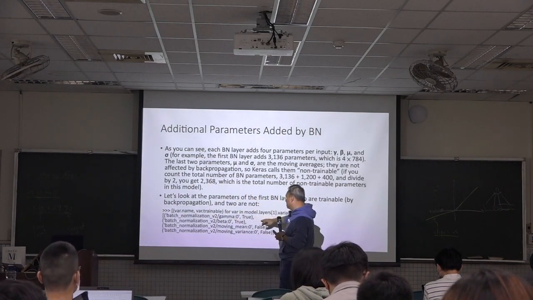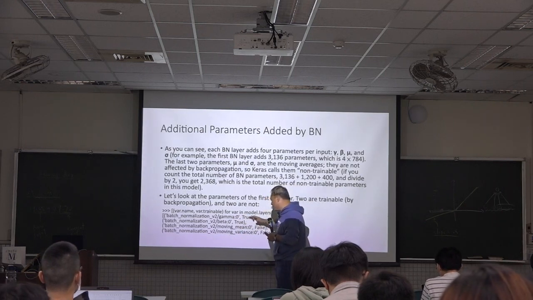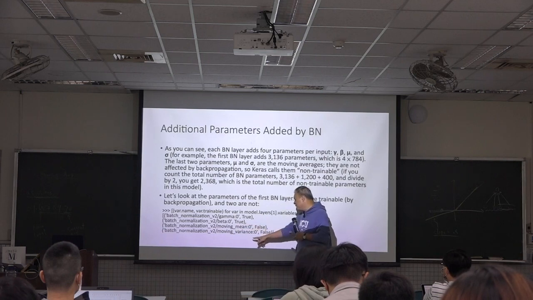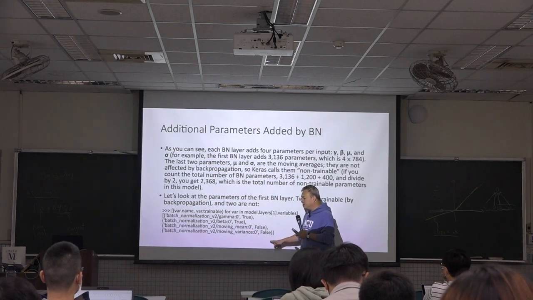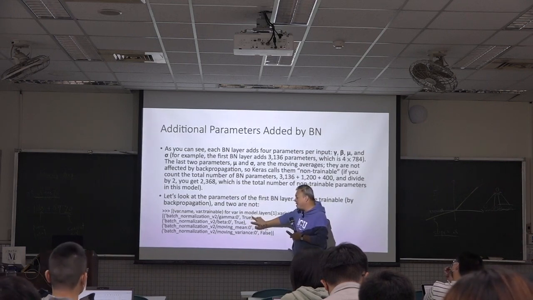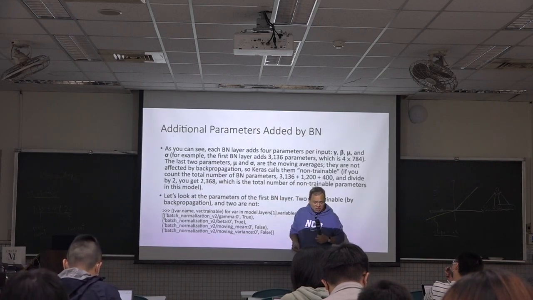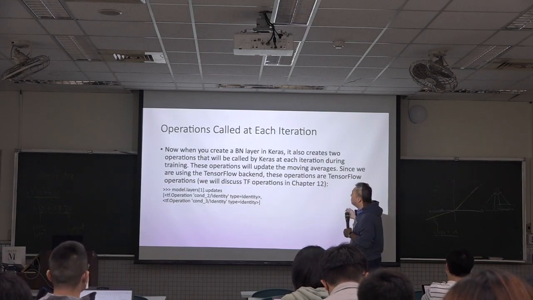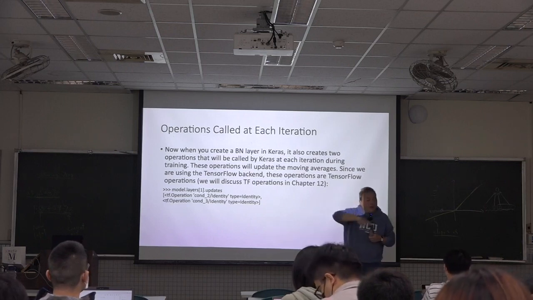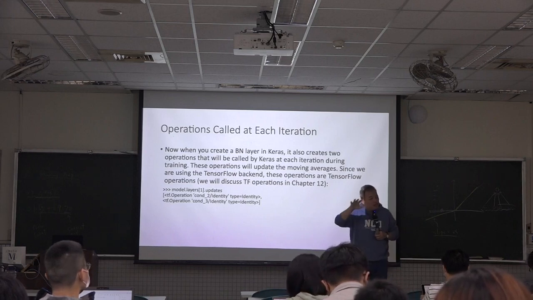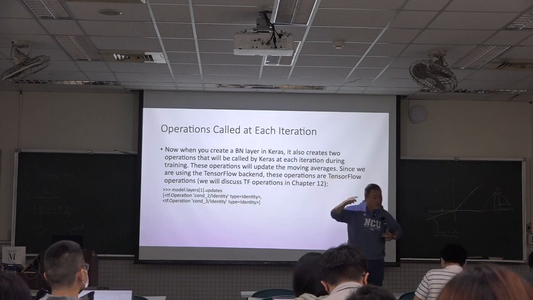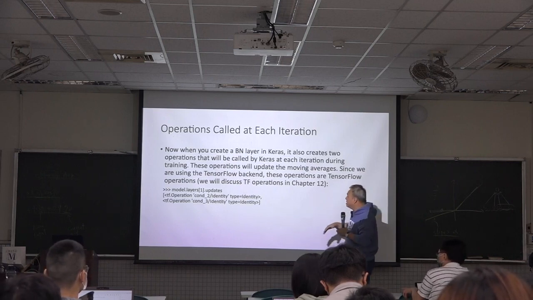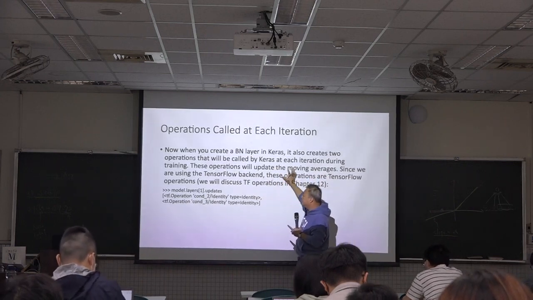So you can see here, the gamma and beta are trainable, so they are set to true. The others, like moving mean and moving variance, are set to false. These two are the mu and the sigma, and these two are the gamma and the beta, as presented in the equation. Also, we have additional operations for each mini batch, because remember we need to estimate the average and the standard deviation for the whole data set. Remember I mentioned the moving average concept, right? So for each batch, we need to do additional computation, which is presented here.